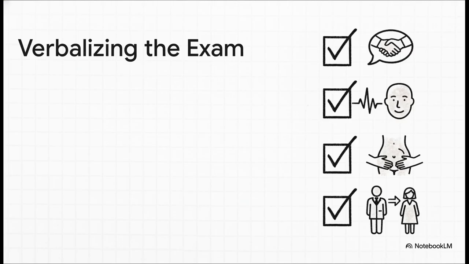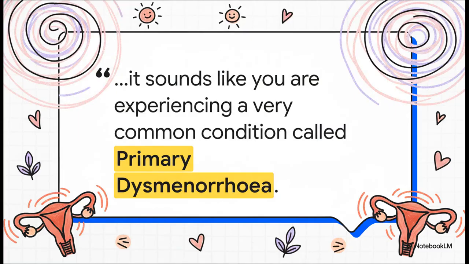I'd check your vitals and have a look at your general appearance for any signs of pallor. You'd also mention you'd want to perform an abdominal palpation with their consent. And of course, you must always offer a chaperone. Once you verbalize the exam, it's time to share your thoughts.